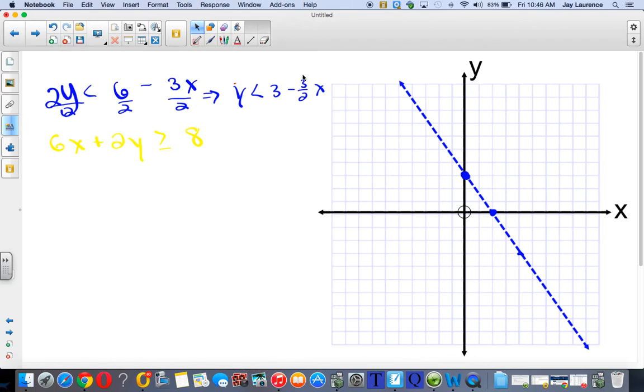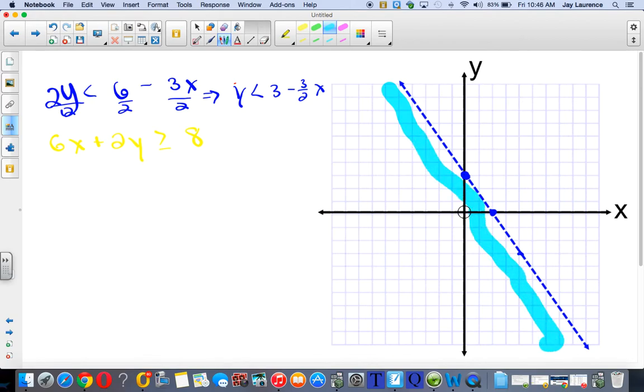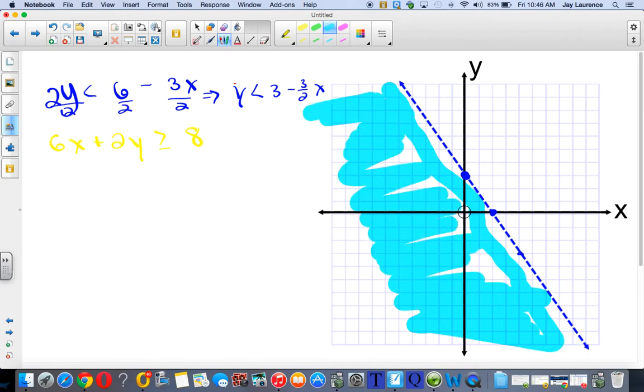All right, now I got to do my test point, and I'm going to use the origin. If I put 0 in for x and 0 in for y, I get 0 is less than 3, which is true. What's true is true. So I need to shade down here blue. All of this is going to be blue. All of it. Okay, and it'll go to the line, but it won't touch. The line is not a part of the solution set. That's what the broken line means.